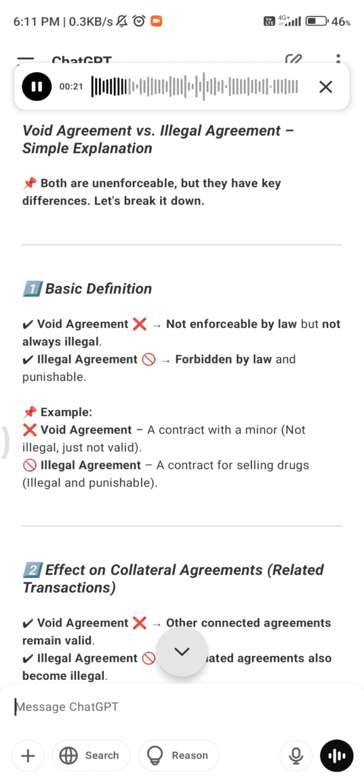Example, void agreement: a contract with a minor. Not illegal, just not valid. Illegal agreement: a contract for selling drugs, illegal and punishable.